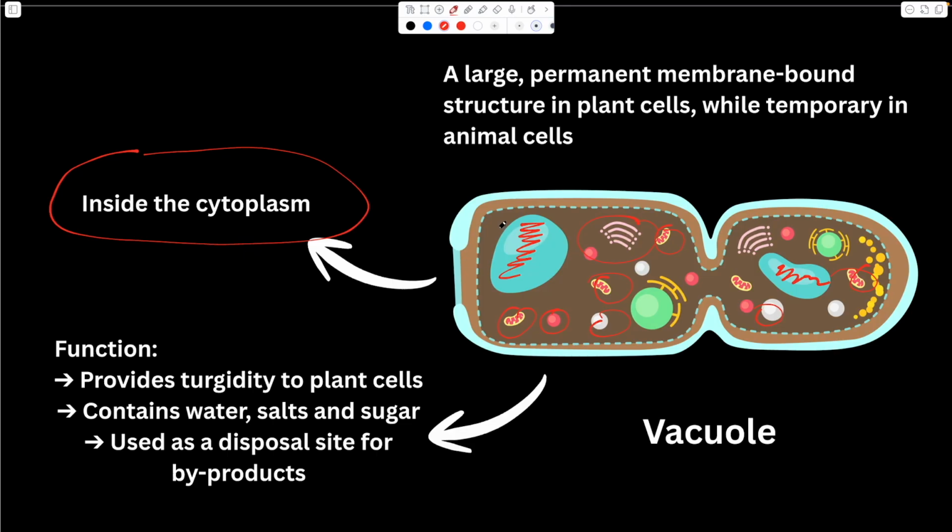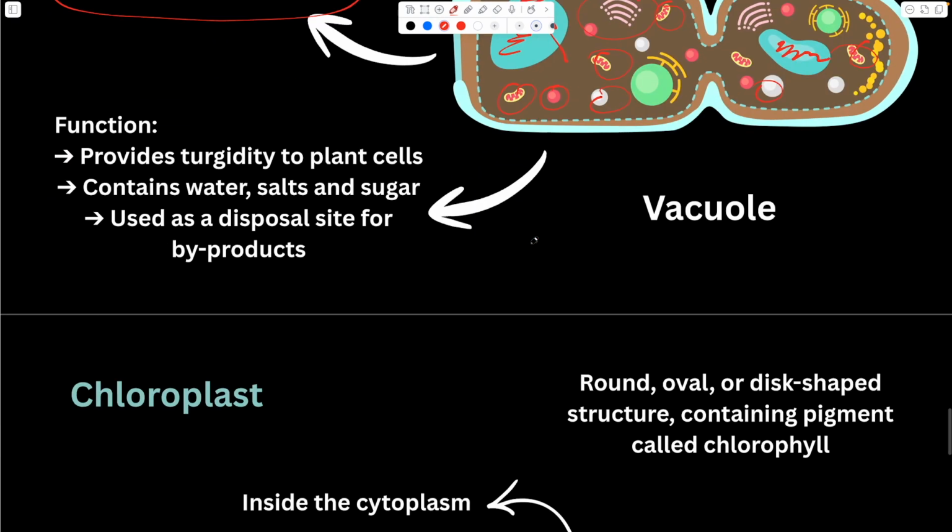So what happens is that water molecules, ions and minerals enter the vacuoles, and it gives rigidity to non-woody plant cells, because of this vacuole. It is used as a disposal site for byproducts. For example, a cell is like a mini factory, right? It produces a lot of products that are harmful for the cell. So it acts as a disposal site. You can see it's a dustbin, but a very useful dustbin. It has a lot of functions inside the cell.